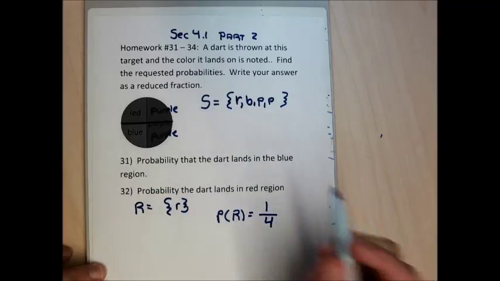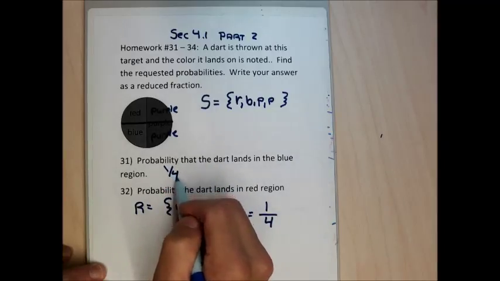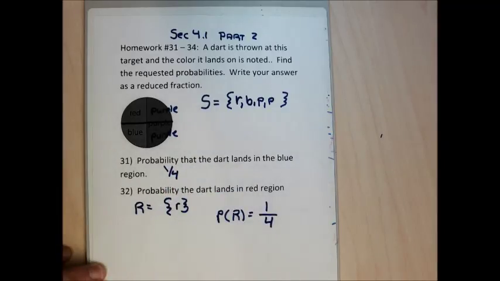When you go to do your problem 31, if you haven't already done it, the answer is going to be 1 in 4. And I probably wouldn't even show any work. I would just write an answer down without any work shown.